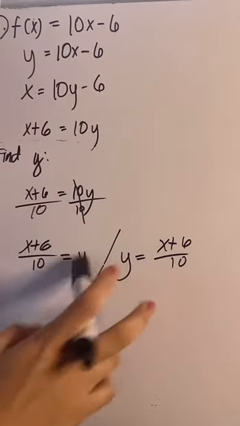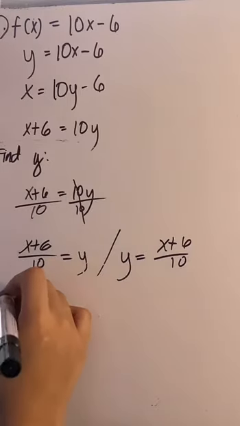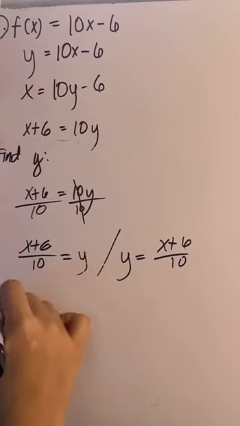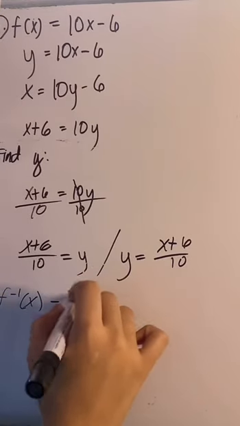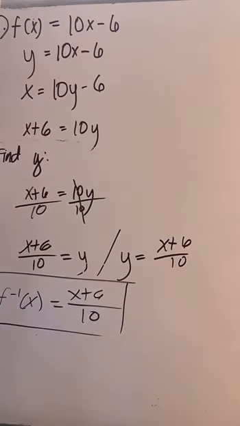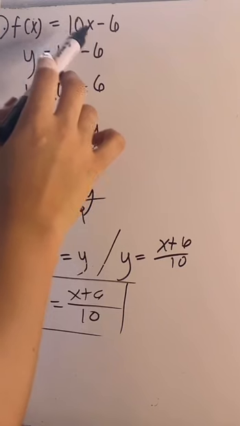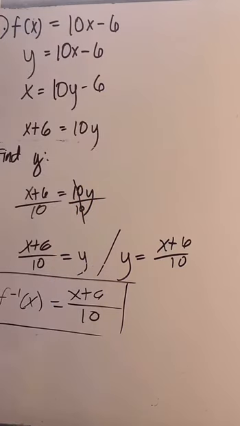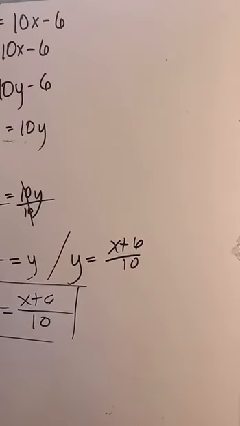Then lastly, replace the y by f raised to negative 1 of x. So f raised to negative 1 of x equals x plus 6 over 10. This is now the inverse of f of x equals 10x minus 6, or the inverse of a linear function. To verify if your answer is correct, let's do the checking.